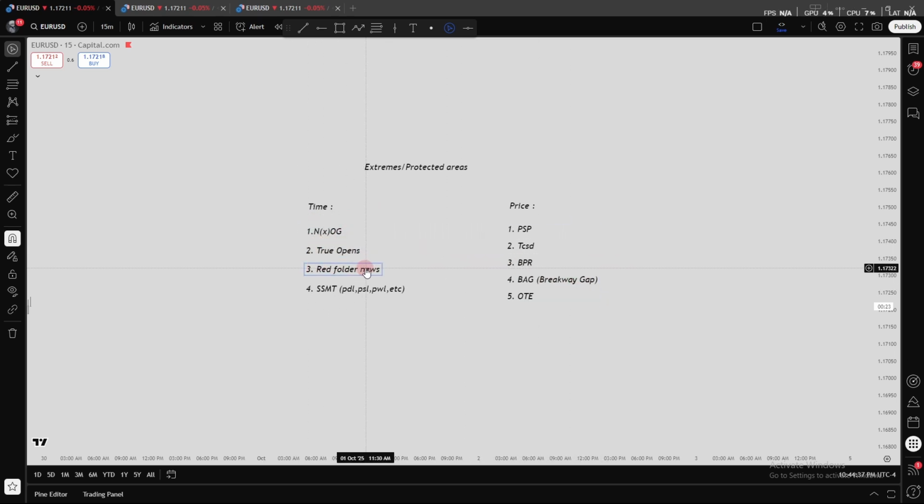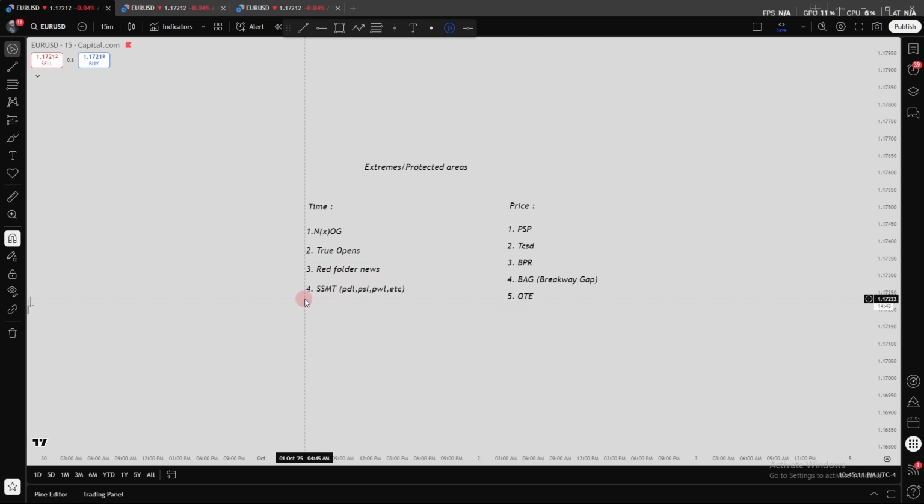Red folder news can also determine a protected area because of the immense volatility coming into the market. It's often going to create a change in state of delivery and not return back to whatever we have at the lows. Now, obviously, you can't execute on that alone, so you need one of these to form with it to have a safer trade, per se. So red folder creates a BPR, that's fine. Red folder creates a breakaway gap, that's fine.